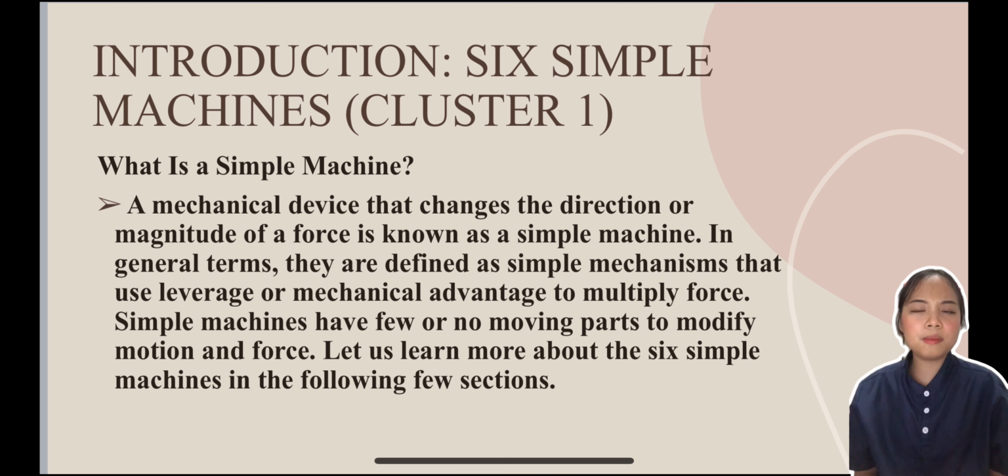What is a simple machine? A mechanical device that changes the direction or magnitude of a force is known as a simple machine. In general terms, they are defined as simple mechanisms that use leverage or mechanical advantage to multiply force. Simple machines have few or no moving parts to modify motion and force. Let us learn more about the 6 simple machines in the following few sections.